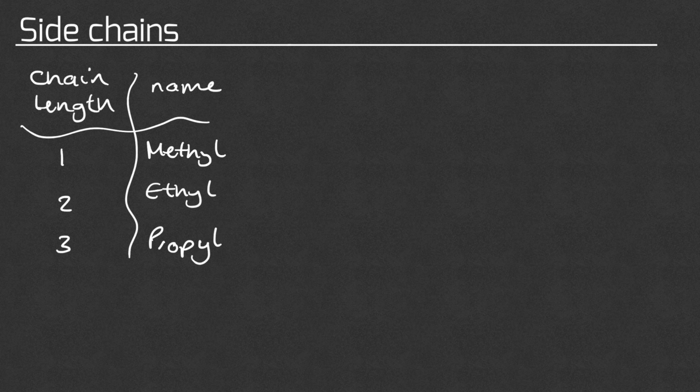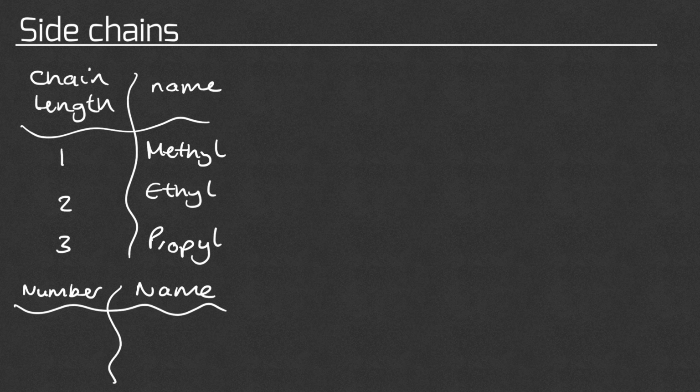We'll look at examples of what these look like in a second, but if your side chain has got 1 carbon in it, we would call that a methyl group. If your side chain has got 2 carbons in it, we'd call that an ethyl group. And if your side chain has got 3 carbons in it, we'd call that a propyl group. We also need to know how to name multiple of these groups on the same molecule. If we have 2 of the groups in the same molecule, we'll use the name di, 3 groups tri, and 4 tetra.